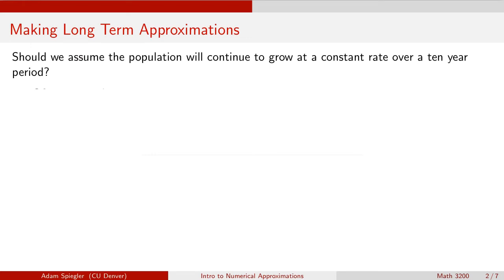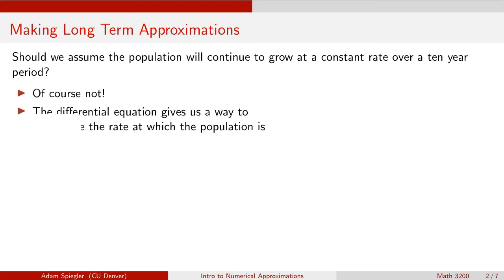Okay, so is it a good assumption that the population is going to continue to grow at a constant rate, say that 0.75 thousand fish over a 10-year period? Well, the answer is, of course, that's not going to be the case. The differential equation tells us exactly that the rate of change, the dP/dt, is changing as the population changes. So after 6 months, the population has increased. That's going to affect the rate at which it's growing.